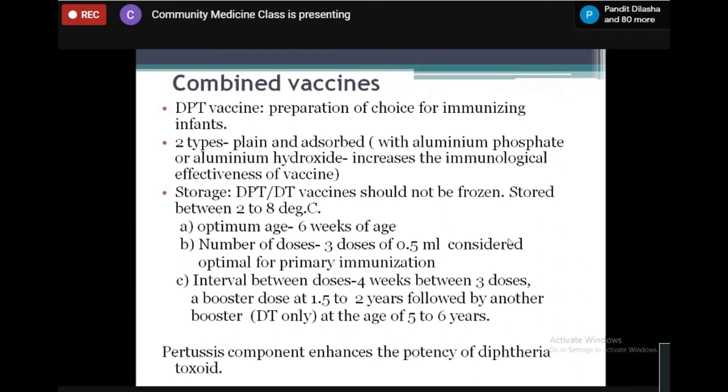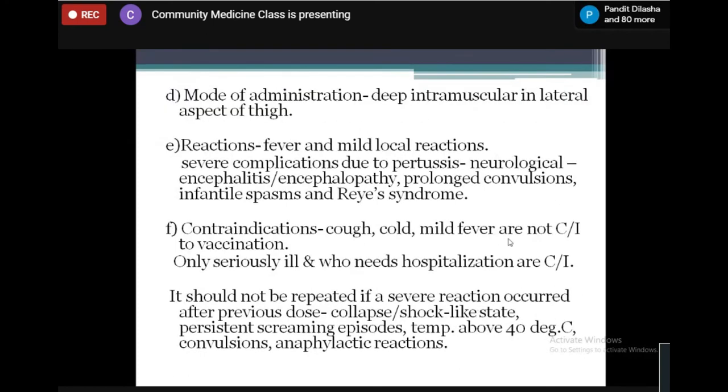It makes the diphtheria action stronger. So how it is given: deep intramuscular in the lateral aspect of the thigh. This is very important for you later in vaccination. It is frequently asked during viva and during internship also. You have to do an internship in community medicine OPD where you have to sit in the immunization OPD, and there you have to remember all this.